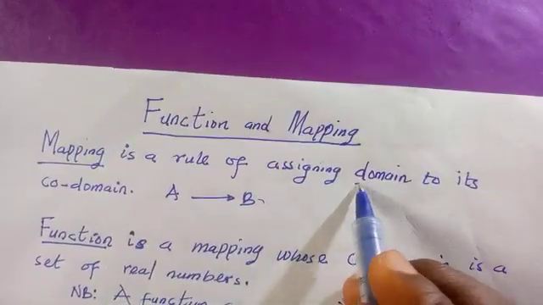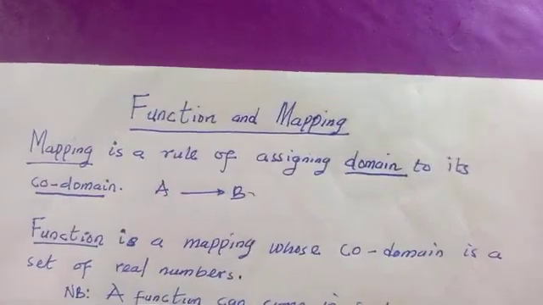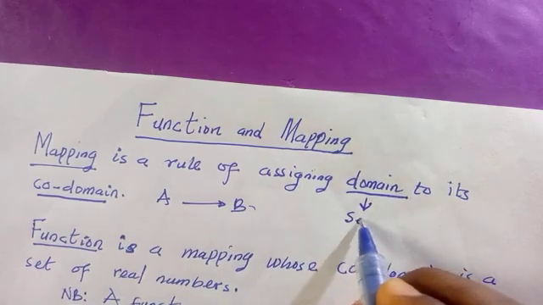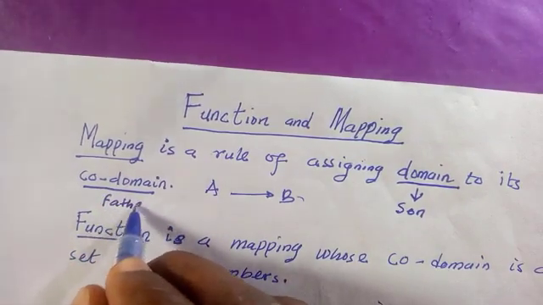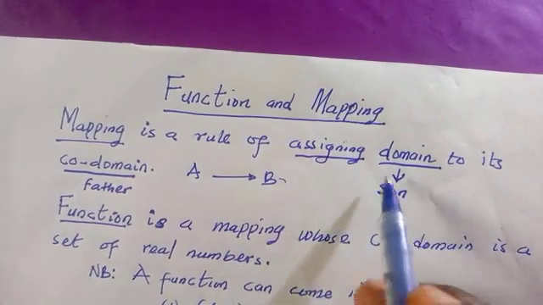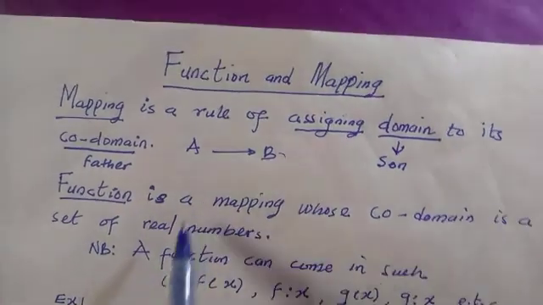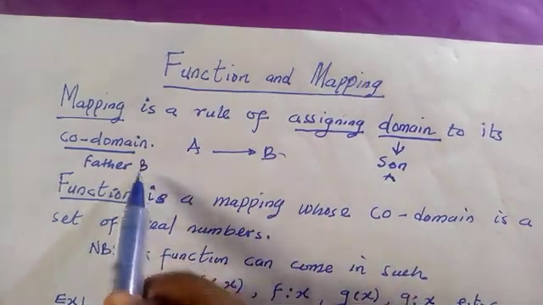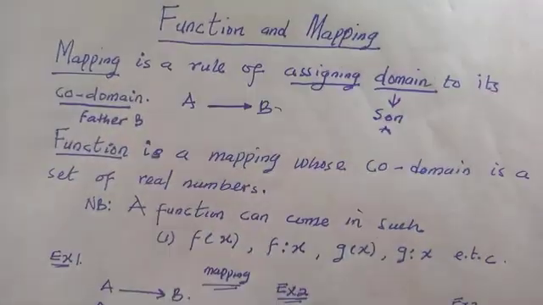In this tutorial we are going to be discussing function and mapping. And what is mapping? Mapping is a rule of assigning domain to its codomain. That is the rule of introducing domain to its codomain. Domain here is just like, for instance, if I call the domain son and the codomain the father. When we are introducing son to its father, we call it mapping. It's just like if I say the son is A and the father is B, I mean the domain is A and the codomain is B. So just try to put an arrow, then A will map to B. That is, the son will go to his father.